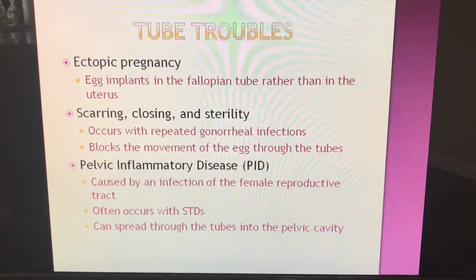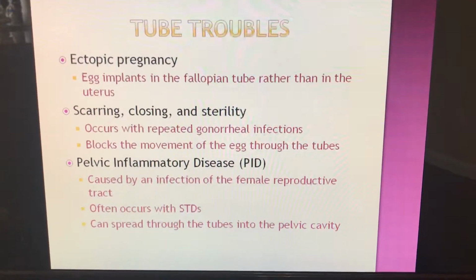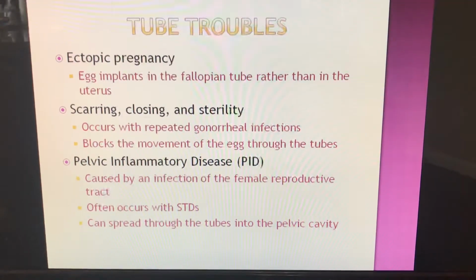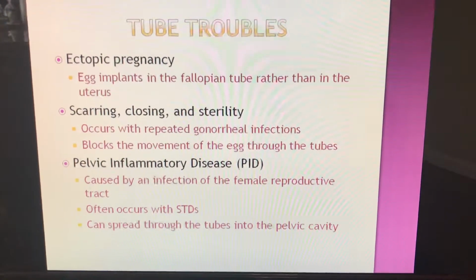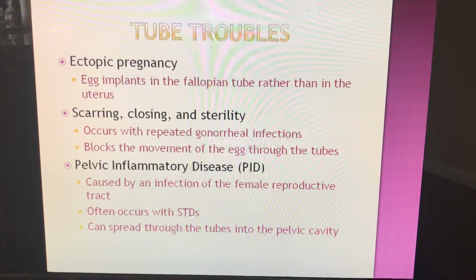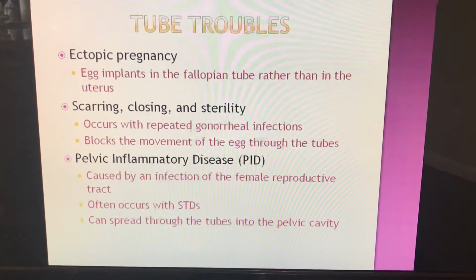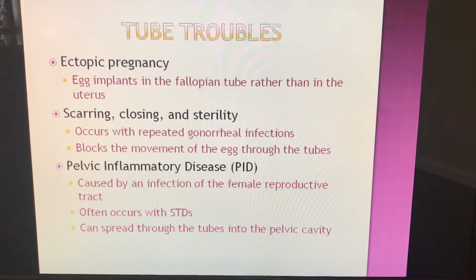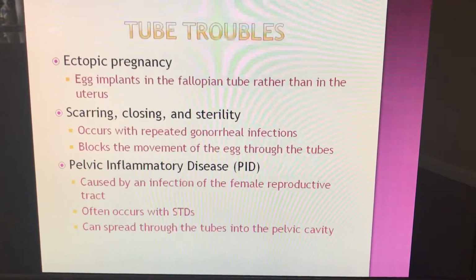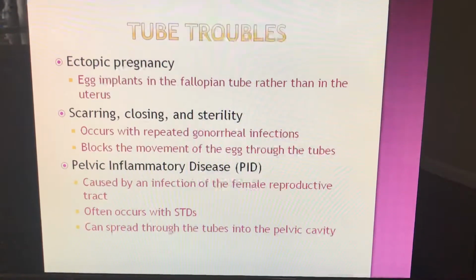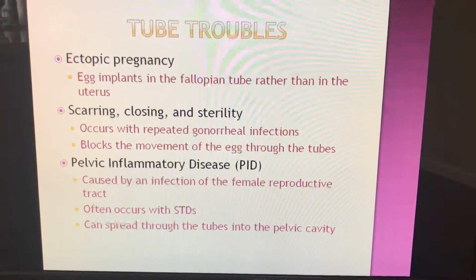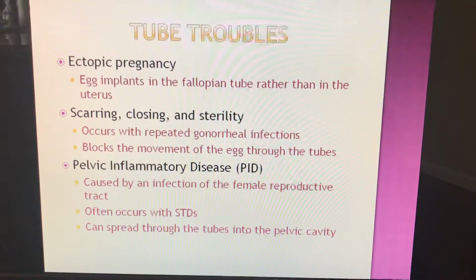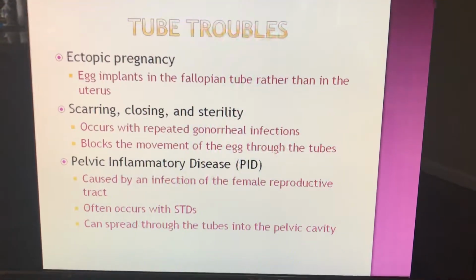So you can have tube troubles, you can have an ectopic pregnancy. This is where the egg implants in the fallopian tube rather than in the uterus. You can have scarring, closing, and sterility. This occurs with repeated gonorrheal infections, and this blocks the movement of the egg through the tubes. Pelvic inflammatory disease, PID. This is caused by an infection of the reproductive tract. It often occurs with STDs, and it can spread through the tubes into the pelvic cavity.